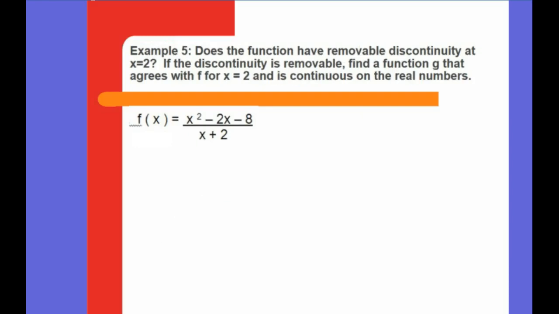Okay, does the following function have a removable discontinuity at x equals, I think it should say -2. If the discontinuity is removable, find a function g that agrees with f of x for x not equal to -2 and is continuous on the real numbers. So again, sorry, I missed my negative sign. Does yours have it? No. It should definitely be -2. It wouldn't make sense to be positive.